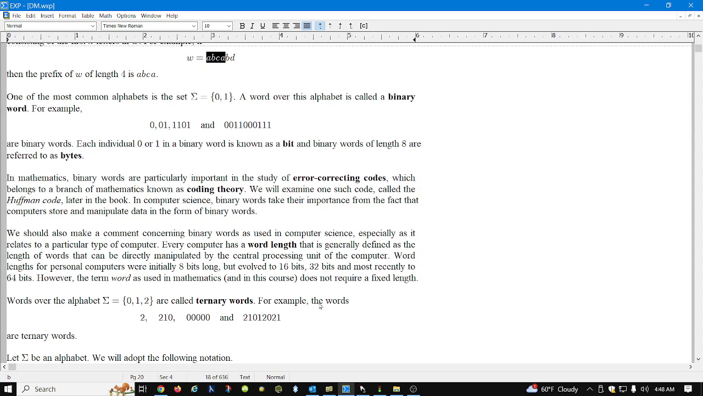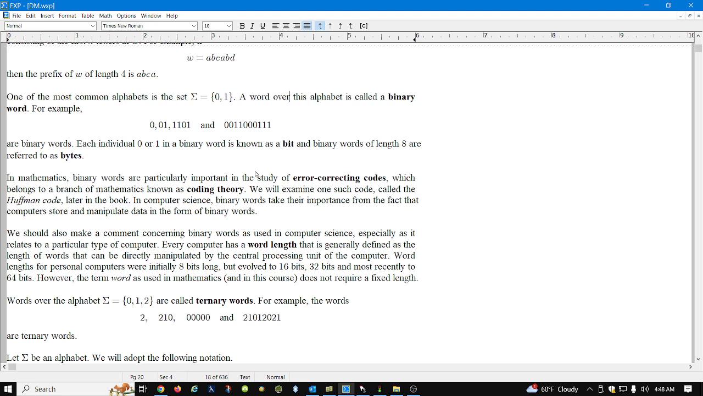One of the most common alphabets in both mathematics and computer science is the set consisting only of 0 and 1. A word over this alphabet is called a binary word. So here are some examples. The individual zeros and ones in a binary word are called bits. And binary words of length 8 are referred to as bytes.